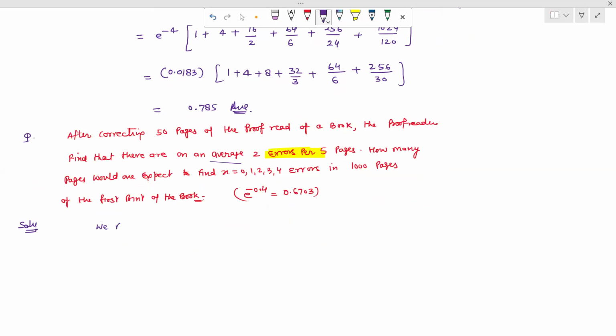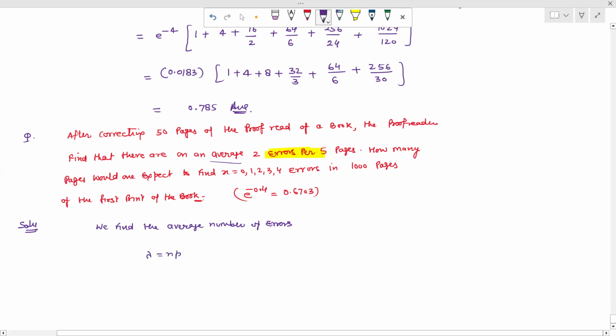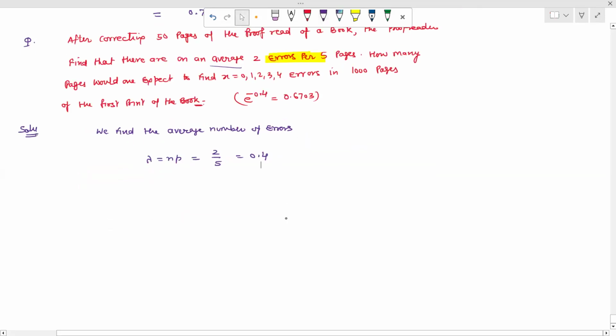So we find the average number of errors. That can be denoted by lambda, or lambda is equal to np. So lambda is equal to 2 upon 5. So this will be 0.4. So directly given 2 errors per 5 pages, so 2 by 5. So that means average of errors, lambda equal to 0.4. So now the probability of x errors can be obtained by using Poisson distribution.